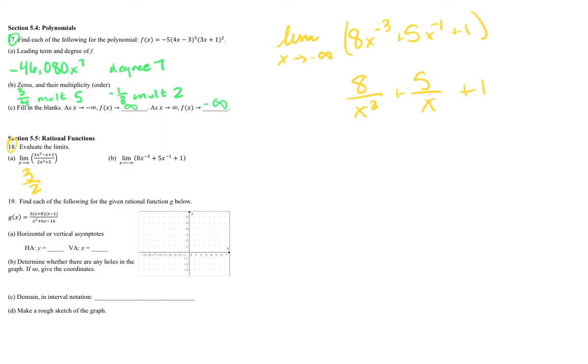Like 1 over a million is tiny, right? So both of these are going to go to 0, and so we're going to be left with just 1. So the limit as x approaches negative infinity is going to be equal to 1.